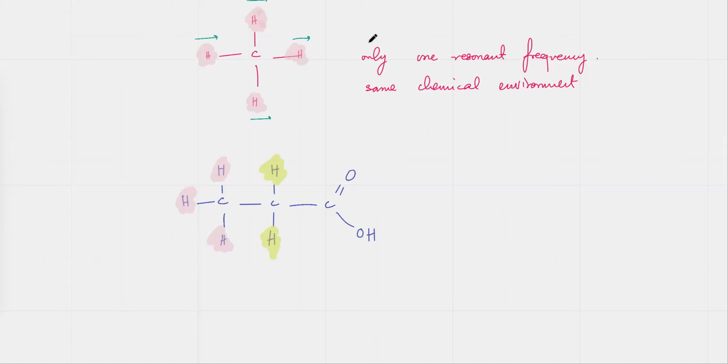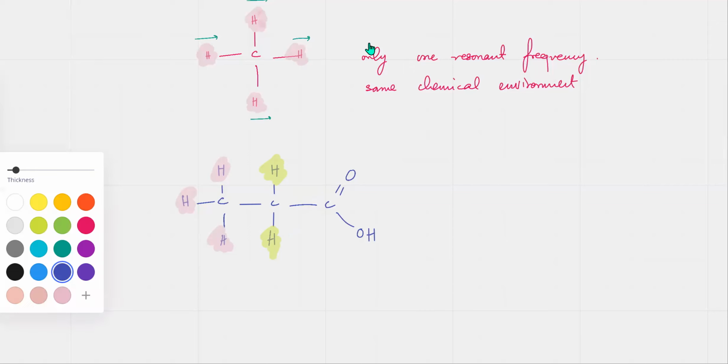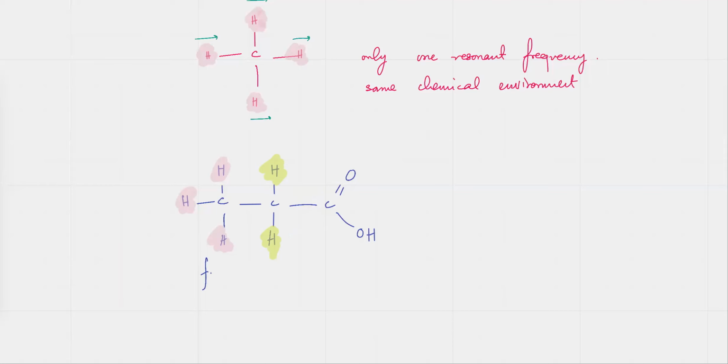So the point is, it has to be exactly the same environment. If it's not exactly the same, then that means it's going to have a different resonating frequency. So I'm going to say that this resonates at F0, this resonates at F1, and then you've got this other one, which is an H over here. That will resonate at a different frequency. Let me number them F1, 2, and 3.